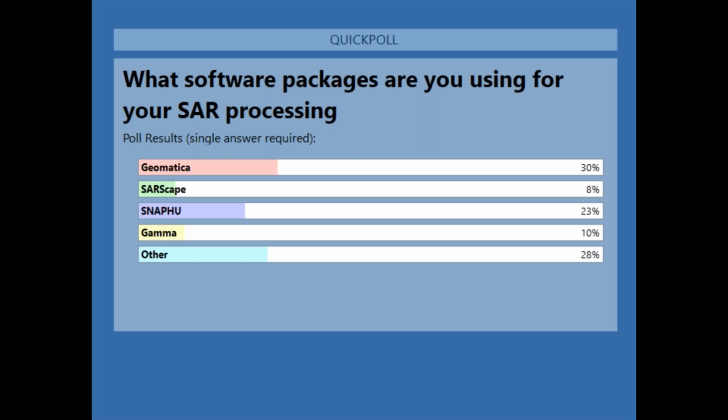Okay, we'll share those results. So once again, thank you very much for your vote. As you can see, we have a bit of a split between Geomatica at 30%, SARscape's down at 8%, we have Snap at 23%, Gamma at 10%, and other packages at 28%. So I would love it if you voted for other, if you don't mind, in the questions panel, if you could just list out some of the packages that you're using. I would love to better understand that.